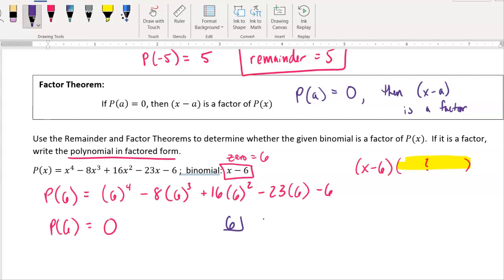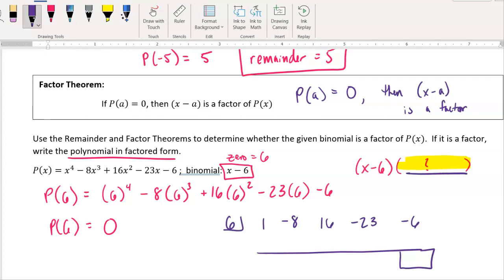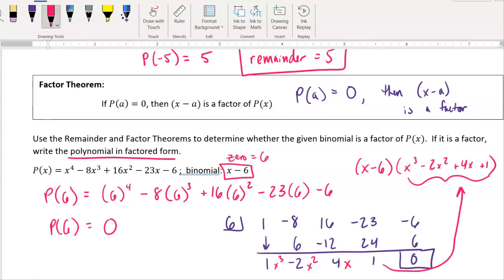So I want you guys to go ahead now and use synthetic division. Pause the video and use synthetic division to figure out what that missing factor would be. Right, so you should have gotten what I got there in purple, and then added the x's to get what I got in pink there. And so that would be the missing factor.